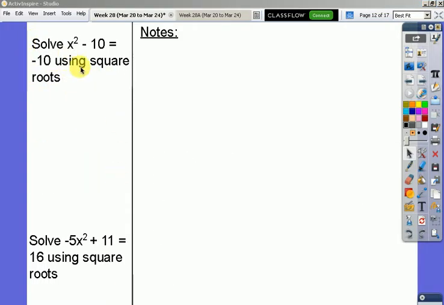Again, beyond the basic instructions, what do we have in these two problems that makes us aware that solving by square roots is easier? What's it missing? The x, that middle term. It's missing that middle term, so I should know that solving by square roots is probably an easier method. Now, solve by square roots. First one, x squared minus 10 equals negative 10. What do I do? Add 10 to both sides.